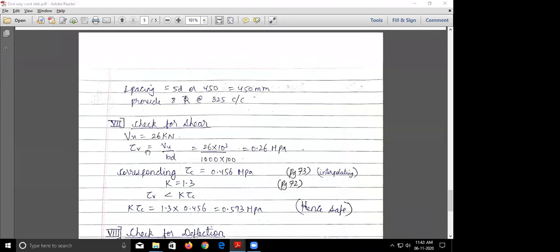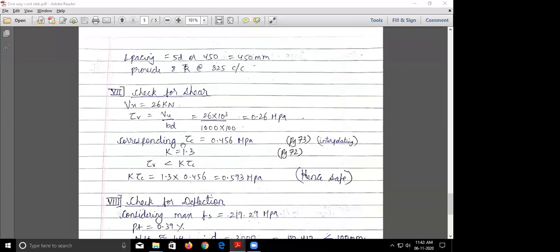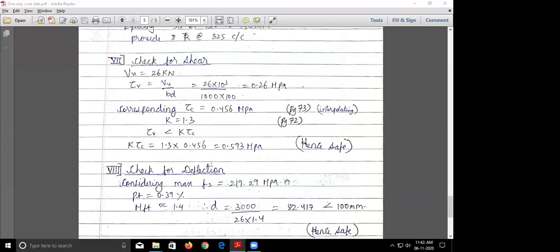So you will find out shear stress, same formula, same procedure as we have done previously. Then you will find out tau c. The value of k you will get on page 72. So we have to basically check whether tau v should be less than k into tau c or not. Most of the times you will see that check for shear is always safe in slabs. So this comes out to be safe. Next we will do check for deflection.